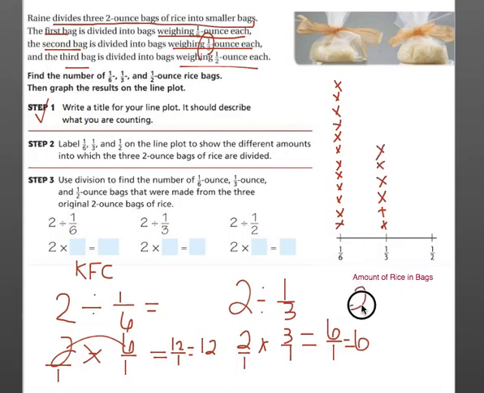And then let me do my last one. I need 2 divided by 1/2. So I keep my first one, flip my second one, and change the symbol. So 2 times 2 is 4, 1 times 1 is 1. Well, 4 over 1 equals 4. So when I divided a 2-ounce bag into 1/2 ounce bags, I got 4. And that is how you would solve the division problems and create a line plot.